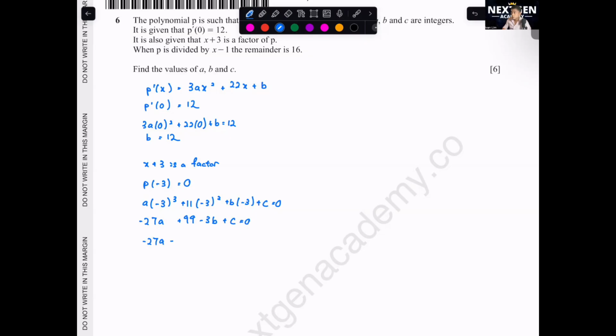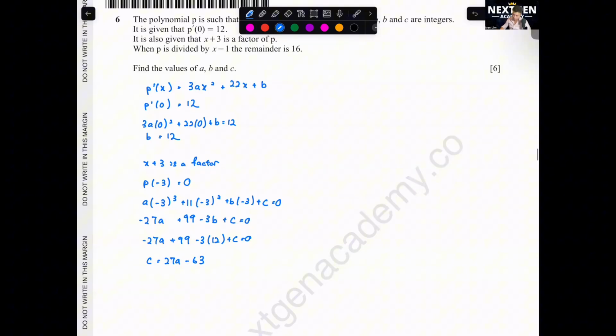−27a − 3b. The b value we also got, right? Plus 99 − 3 times 12 plus c equals 0. Let's simplify this. −27a. I want to make c the subject. c equals 27a. 99 minus 36 will be 63, so here will be −63. So c = 27a − 63.